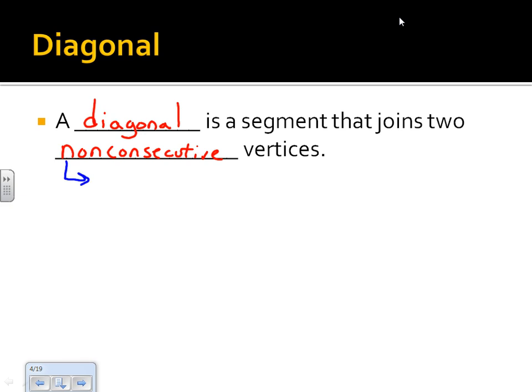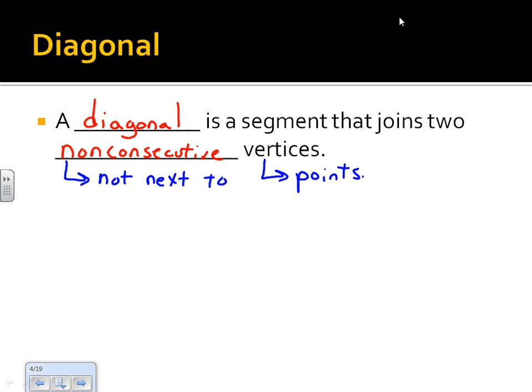Do we remember what consecutive means? Okay. Close. Consecutive. So when I say that 3, 4, 5, 6, 7 are consecutive numbers, what does that mean? They're in order, or they're in a row, or they're next to each other. So non-consecutive means that they are not next to each other. And vertices is the plural of vertex, and the vertices are just my points. Okay?